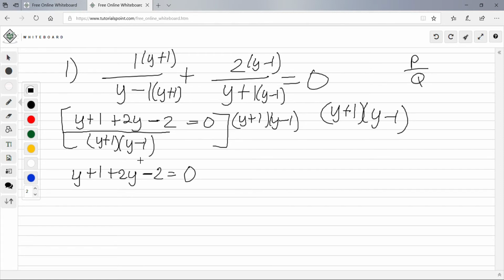And then we've got to simplify. 2y plus y is 3y. 1 plus negative 2 is negative 1. Add 1 to both sides. 3y equals 1, divided by 3. So we get y equals 1/3.